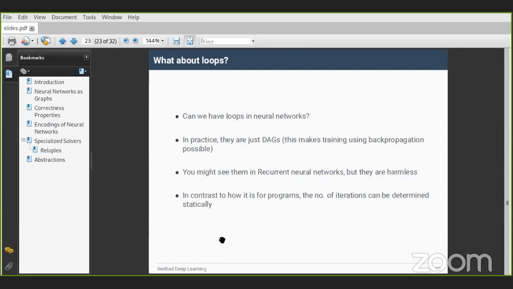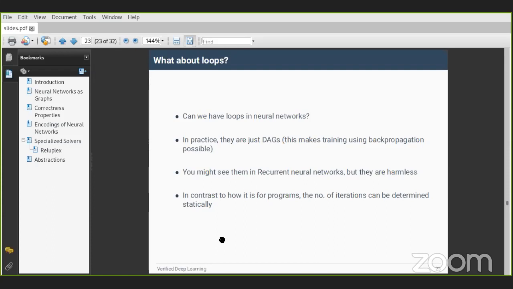Now, what about loops? Of course, can neural networks have loops? They can. Although in practice it is not true. In practice, what we see are mostly directed acyclic graphs, because this makes training using back propagation possible. But it's not that they're not there. You can see them in recurrent neural networks, for example. But even when they're there, they're not really problematic. They're harmless. And why are they harmless? Because you can find out the number of iterations statically.